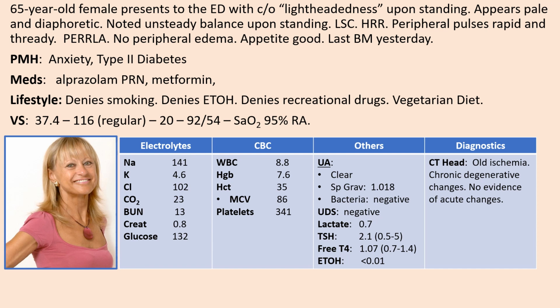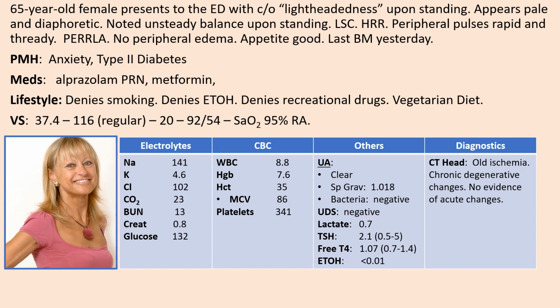So this was a 65-year-old female. She presented through the emergency department with complaints of lightheadedness whenever she stands up. She appears pale. She appears diaphoretic. You note that she gets unsteady whenever she stands up to her feet. Her lung sounds are clear. Her heart rate's regular. Her peripheral pulses are rapid and thready, very weak. Her pupils are equal, round, reactive to light. She has no peripheral edema. Her appetite's good, and her last BM was yesterday.